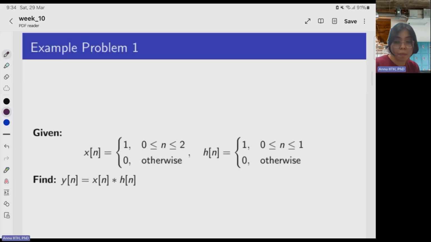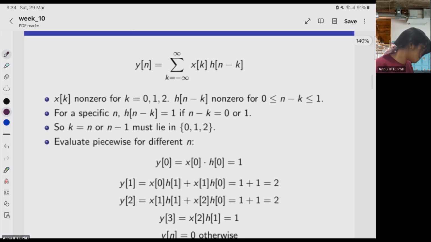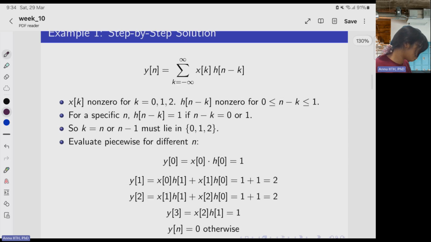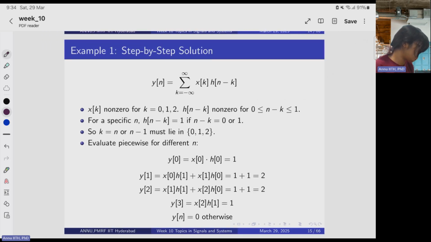So there are some example problems on this topic also. We have x and h. Okay, so this is the step-by-step solution in this case. x[k] is non-zero for 0, 1, 2, and h[n minus k] is non-zero for 0 to n minus k equals 1. So for a specific n, h of n minus k is equal to 1 if n minus k is equal to either 0 or 1. If we evaluate the piecewise for different n, we will have the steps.